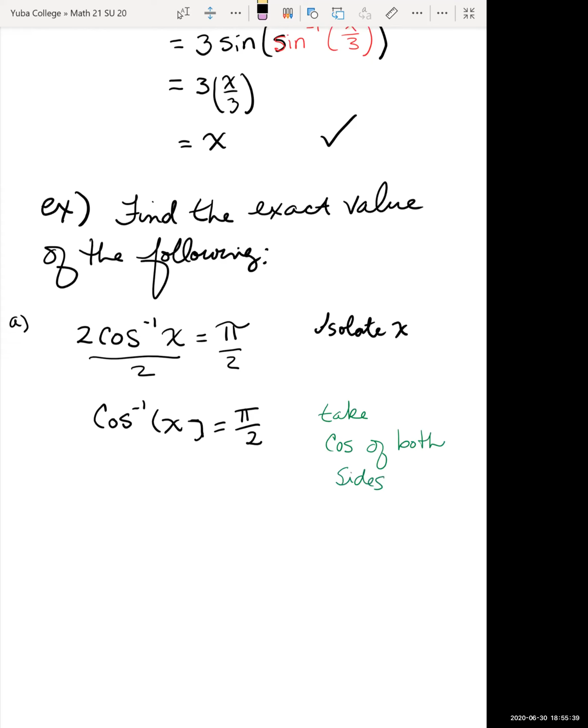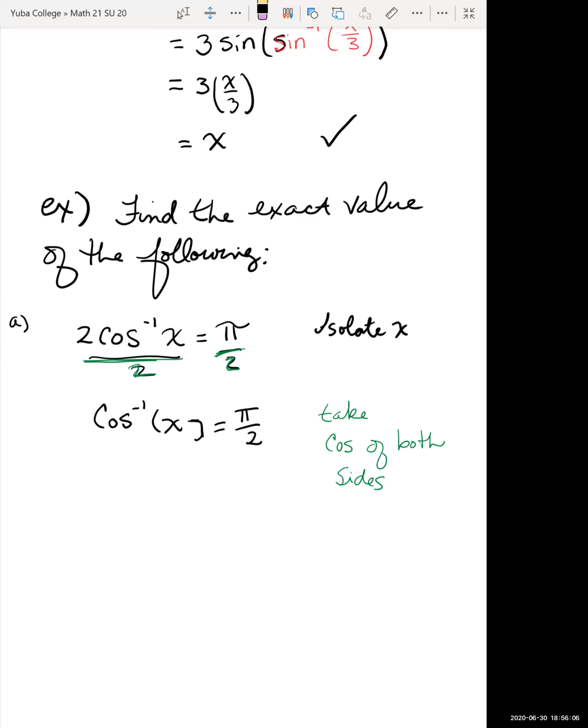What happened to the denominator on 2 cosine inverse x? Oh, I was getting rid of it by dividing all terms by 2. So I divided both sides of my equation by 2. Oh, I see what you did. Yeah, sorry, originally it was equal to pi.